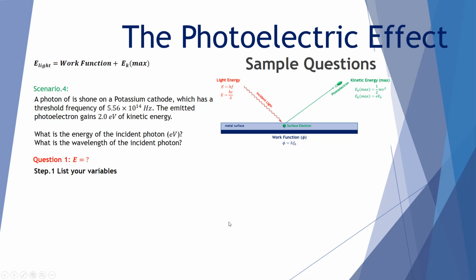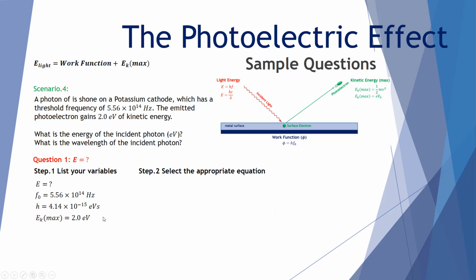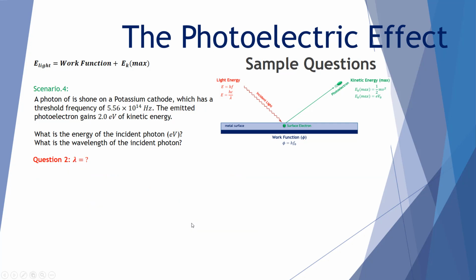So first of all, the energy. Let's list our variables. So we're after the energy. We know the threshold frequency, we know Planck's constant, and we know the maximum kinetic energy. Both these values in electron volts. Set up the appropriate equation. E, the energy of the incident light, is equal to hf, the work function, plus the maximum kinetic energy. Sub our values in. We do so, and we find the energy of the incident light to be 4.3 electron volts.